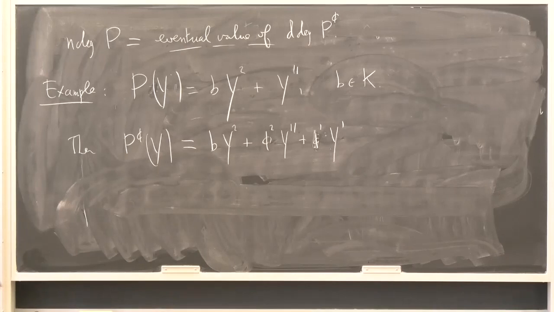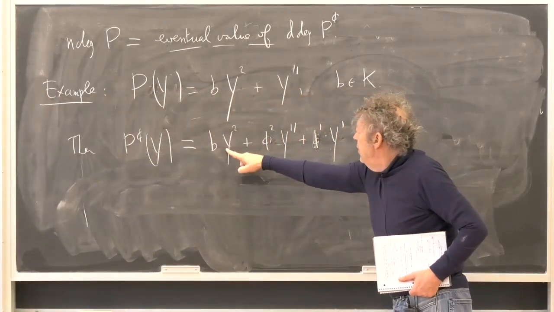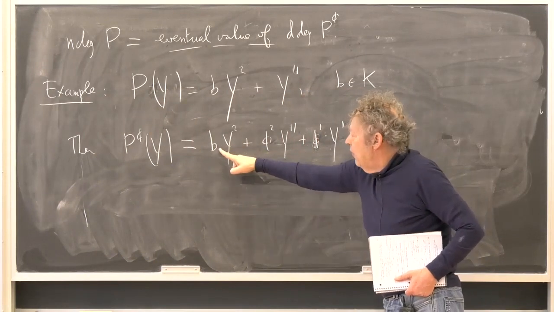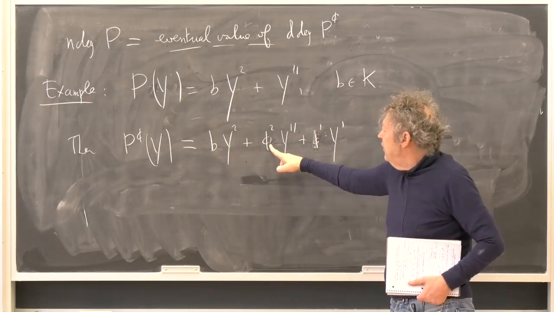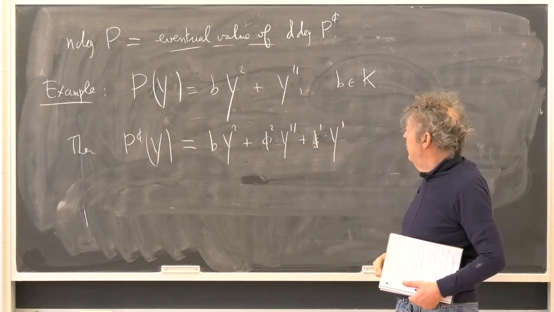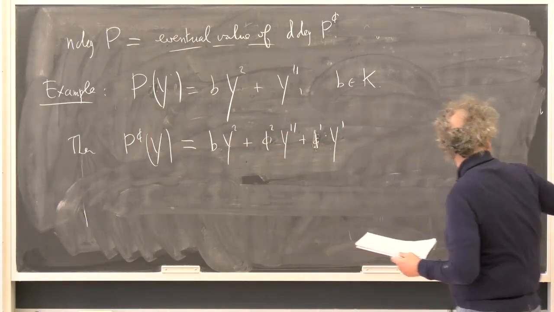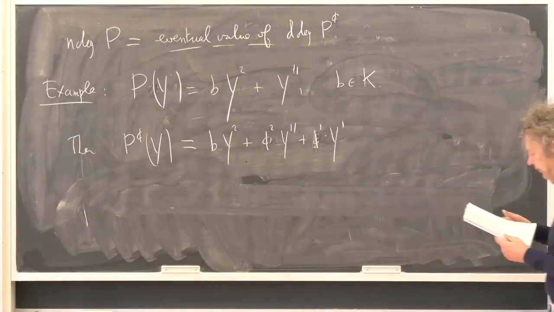Okay, so you have to look at what is the dominating term here. So here you have coefficient b, here you have coefficient phi squared, and here you have coefficient phi prime. So which is going to dominate? Because that determines how you form the dominant part.